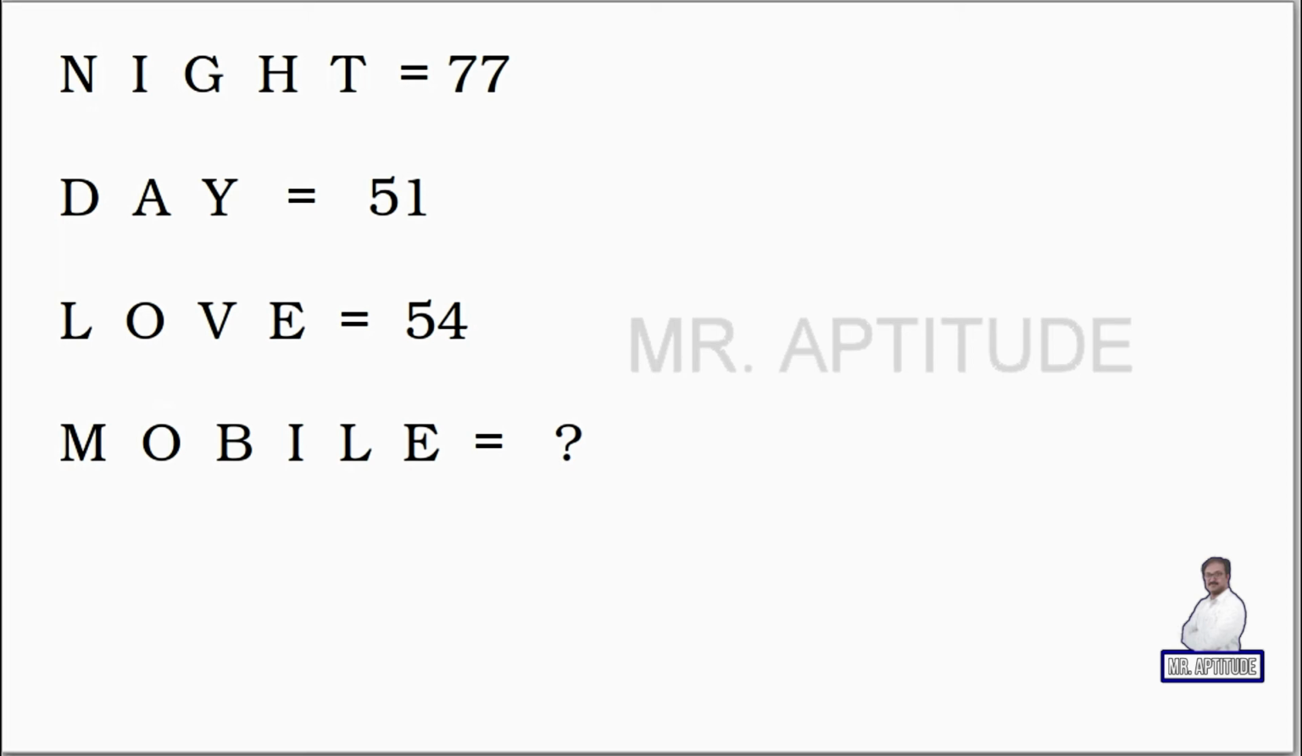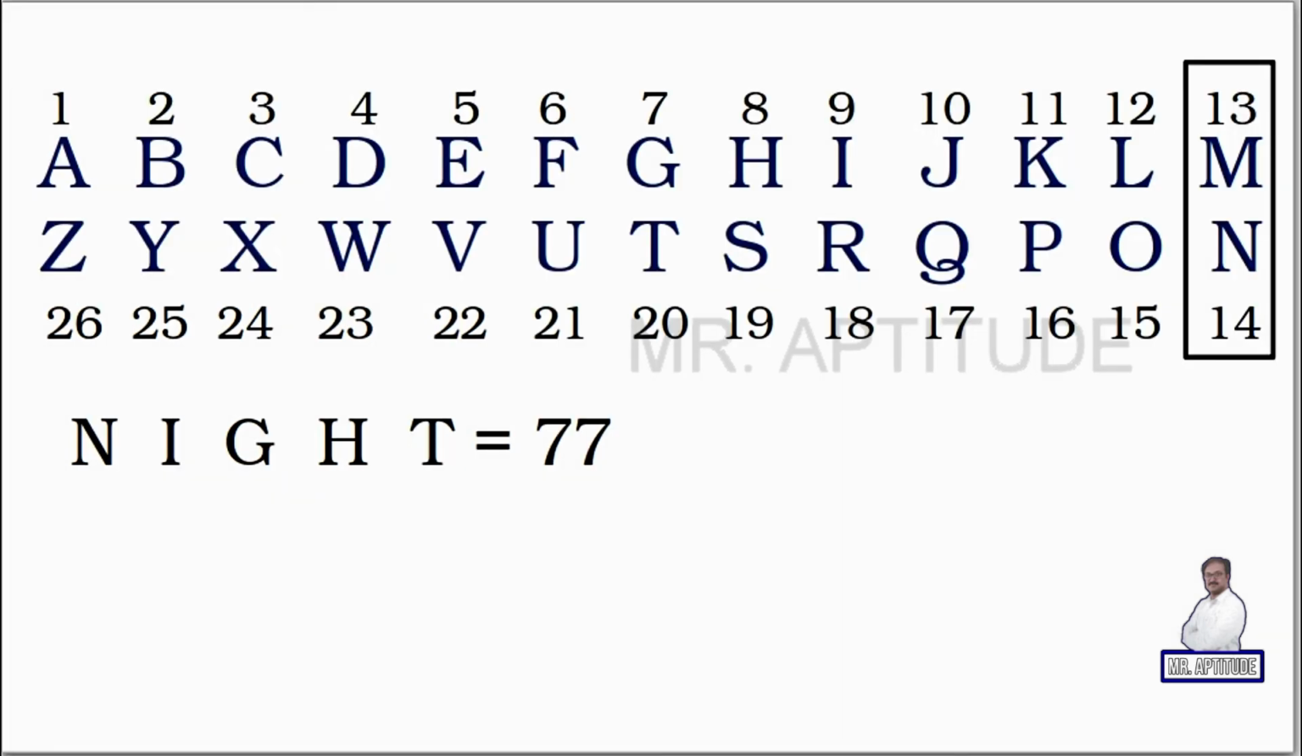If you look at the given words and the given numbers, let us learn this. A, Z are known as opposite letters. What does it mean? A is the first letter from the left end and Z is the first letter from the right end in the English alphabet. So A and Z are known as opposite letters or anti-letters.